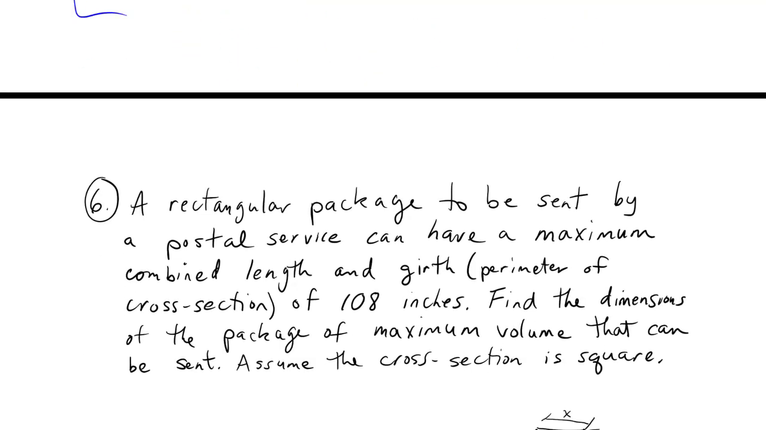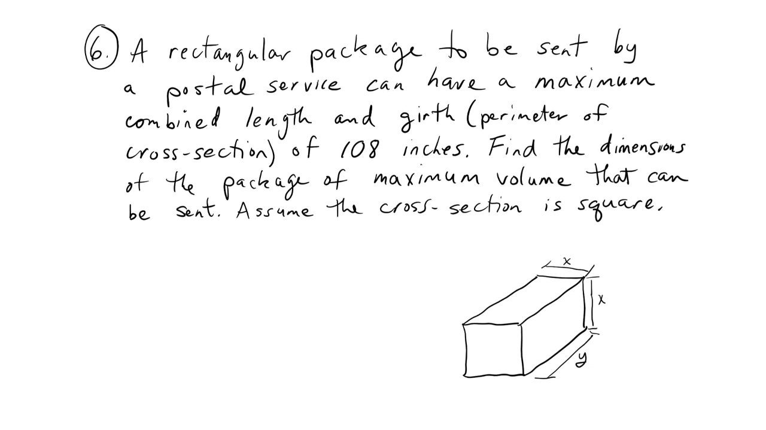All right, so let's move on to this one. So an optimization problem here. A rectangular package to be sent by a postal service can have a maximum combined length and girth. The girth is the perimeter of the cross-section. On the diagram, that would be this perimeter here of 108 inches. Find the dimensions of the package of maximum volume that can be sent, assuming the cross-section is square. Okay, so what do we want to do? We want to maximize volume.